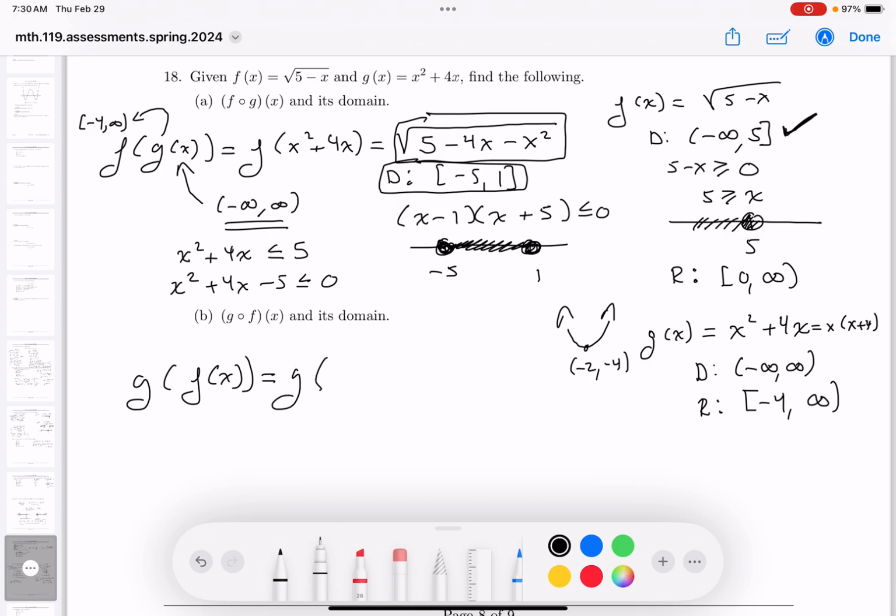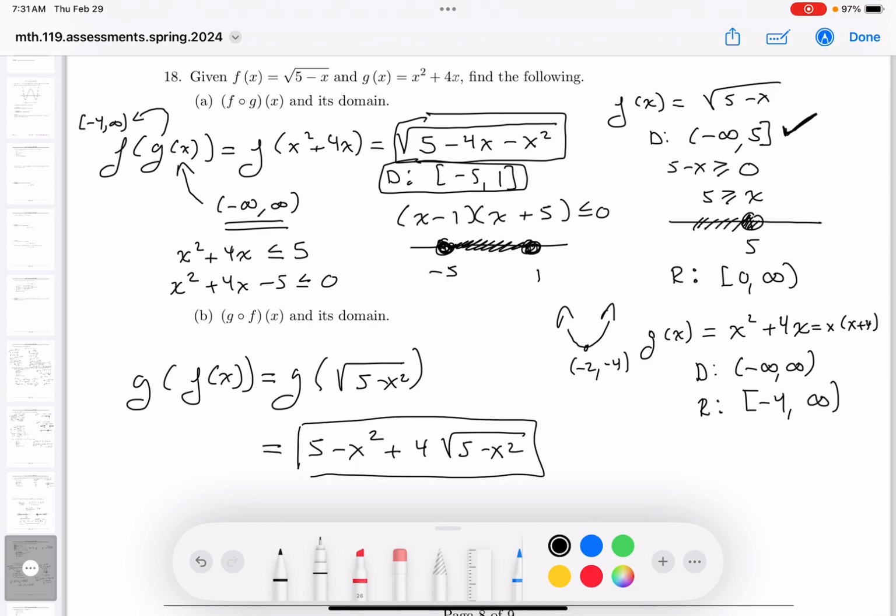G, what's f? It's the root of 5 minus x squared. All right, let's keep going. What does g do to the argument? It squares it. Now, if you square that, you would get 5 minus x squared. And then what does it do? I'm looking at g, by the way. It adds 4 times that argument, which is this over here. All right, so this is done. Not much I can do about that.